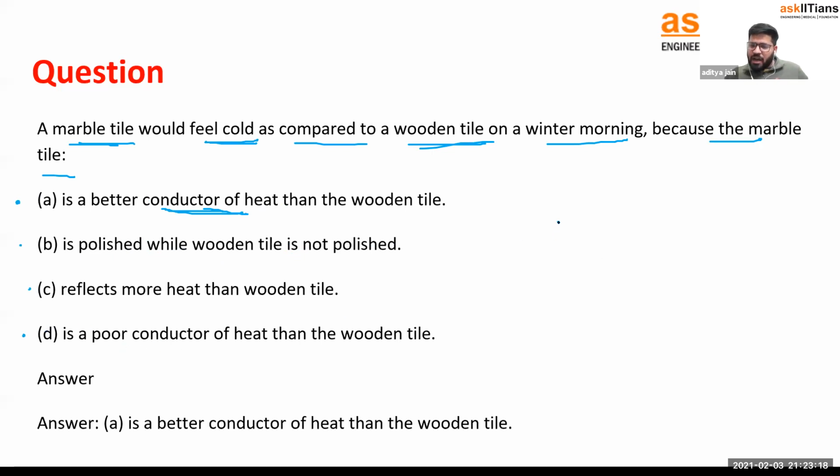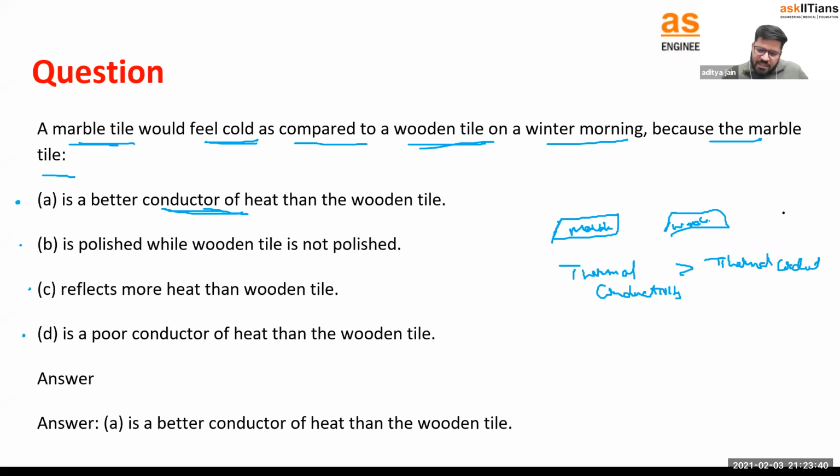So what is happening? Marble is a better conductor of heat than the wooden tile. So what will happen if it is a better conductor? Can I say this has more thermal conductivity? If it is a good conductor of heat, I can say thermal conductivity of marble is greater than thermal conductivity of wood. Yes or no? So if marble has a higher temperature in respect to surroundings, it will easily lose the heat to the surroundings, because it has a higher thermal conductivity. It will allow the flow of heat through it more easily or more rapidly.